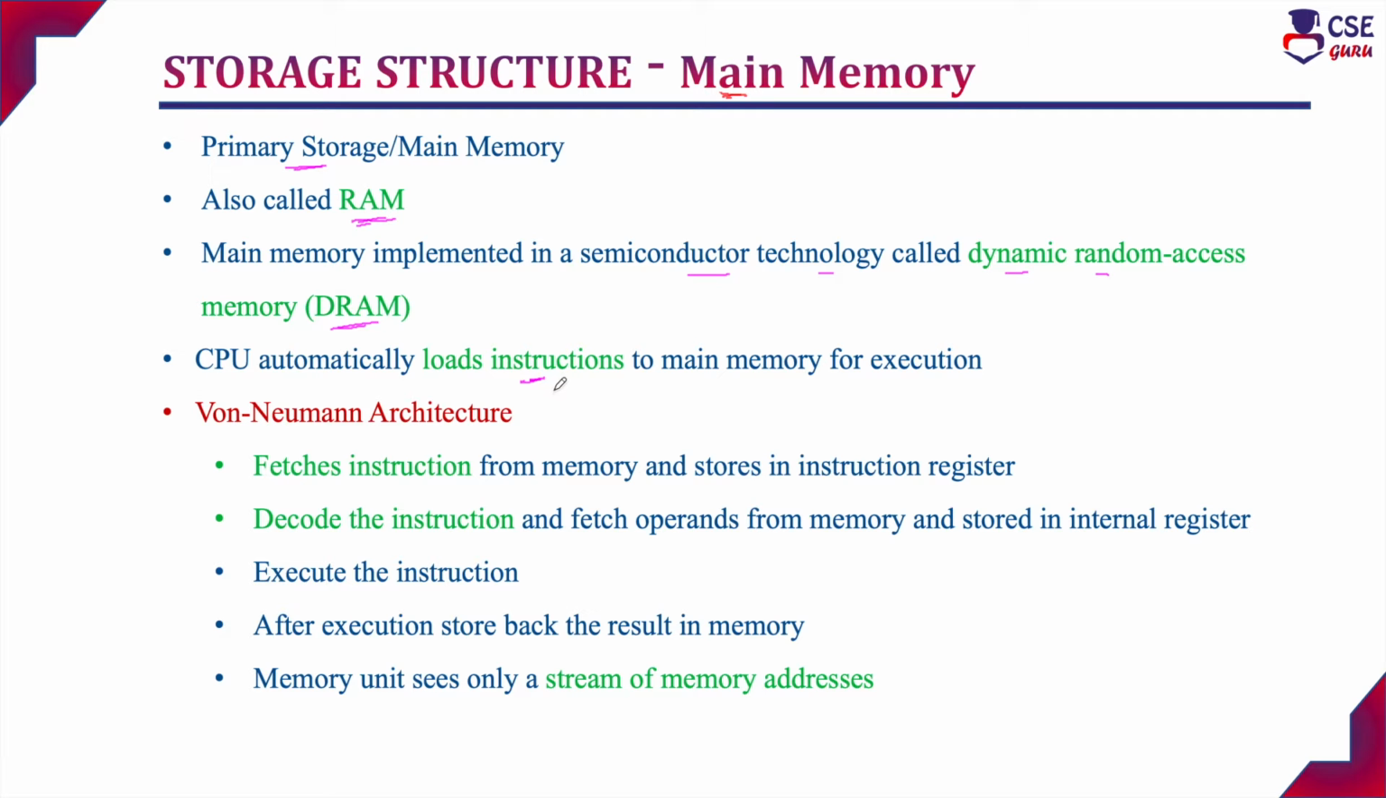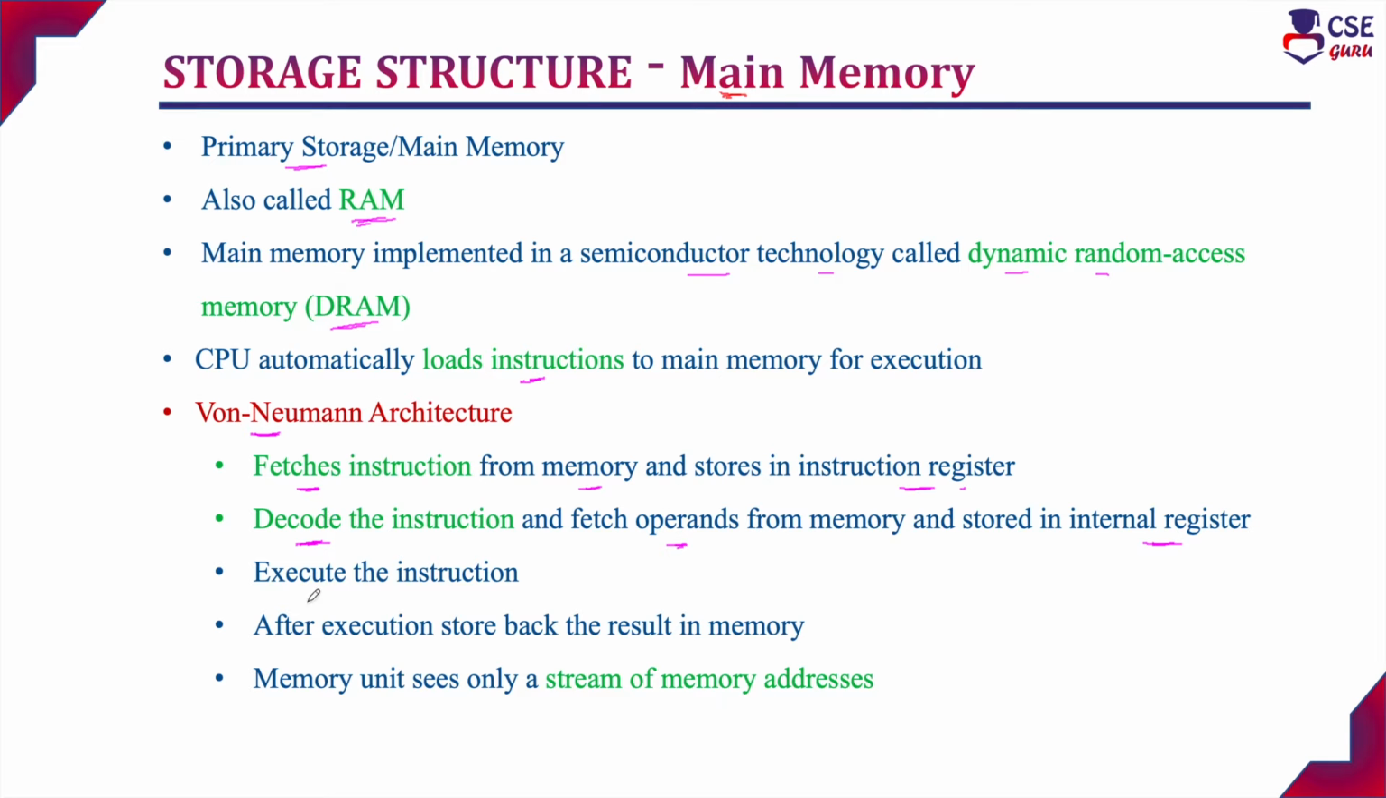so that the data and instructions can be accessed and executed quickly. A typical instruction execution cycle follows an architecture called von Neumann architecture. This is a well-known architecture. What is von Neumann architecture? The CPU will fetch the instructions from memory and store them in the instruction register. These registers are built along with the CPU in order to access the data and instructions fast. Then decode the instruction and fetch the operands required from memory and store them in the internal registers.